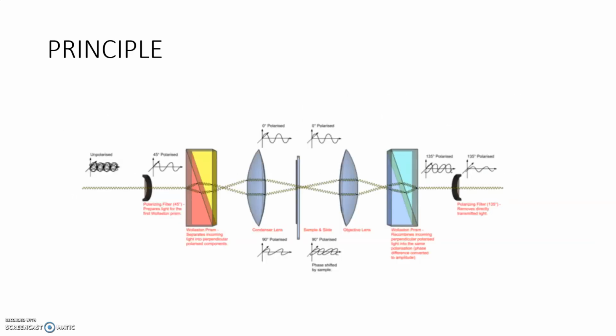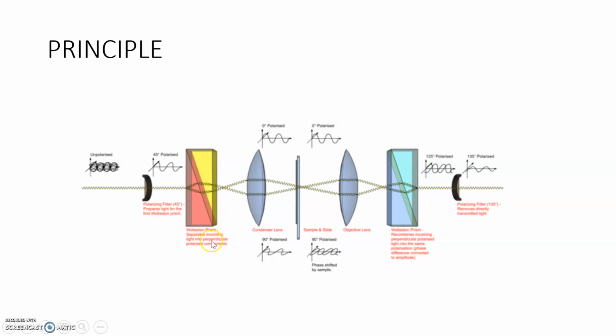So this is the principle while passing through the prism. This type of image, this is the principle. So there is a prism placed. Here, first of all, a polarizing filter is placed, and this prepares the light for the first Wollaston prism. And this is the Wollaston prism, the first prism placed.